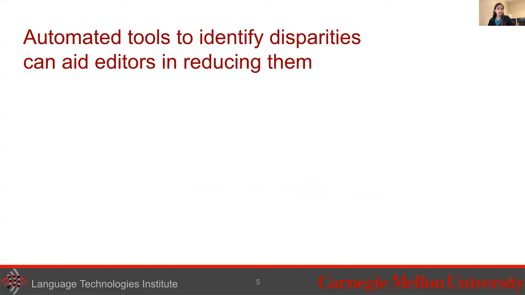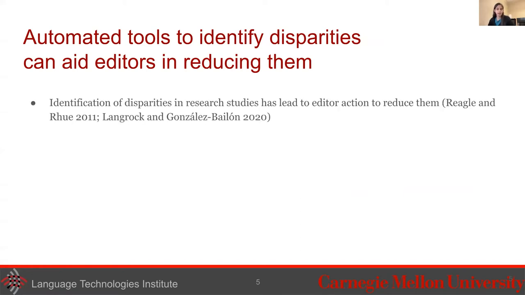Because Wikipedia is so vast, it's difficult to identify these types of disparities by hand. But if we have tools to automate their discovery, they can guide editors in correcting them. This has happened in the past: disparities discovered by researchers have led editors to rewrite articles to correct them. Additionally, a lot of research has shown that NLP models are liable to absorbing and amplifying these types of data biases. So if we have tools to identify them, we could also potentially remove them from NLP training data.